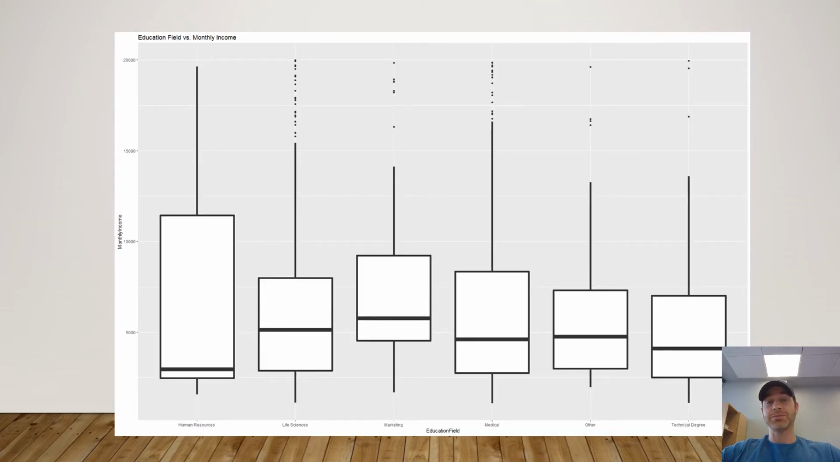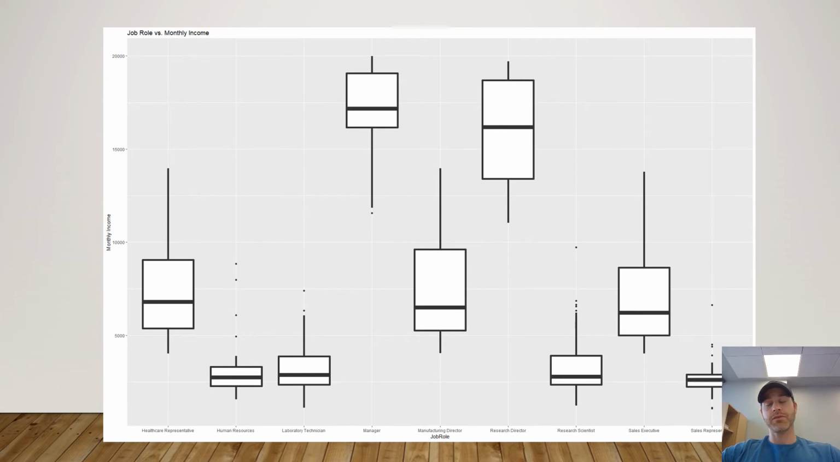Moving on, we've got a box plot showing our education field versus monthly income, where there really isn't much of a change in the distribution of income throughout the education fields with the exception of HR, which has a little bit lower median, but overall the spread is also larger. From there, we looked at job role versus monthly income, which, as you can also tell, higher level employees such as research directors may have a higher income distribution than lower level employees such as sales representatives.